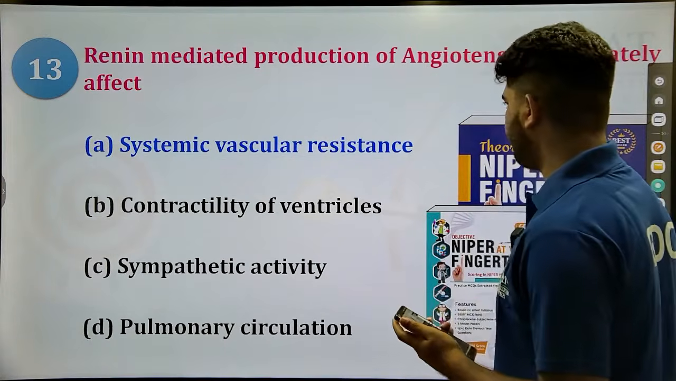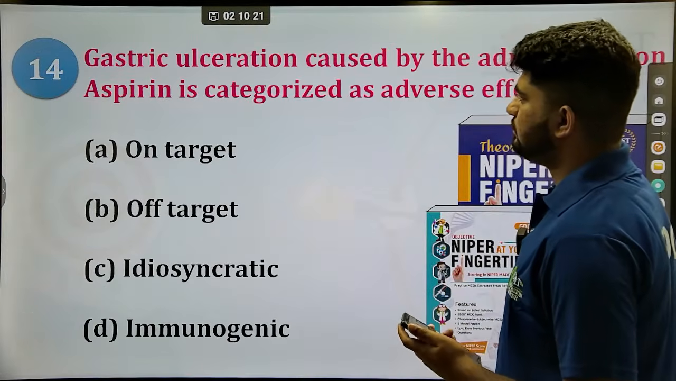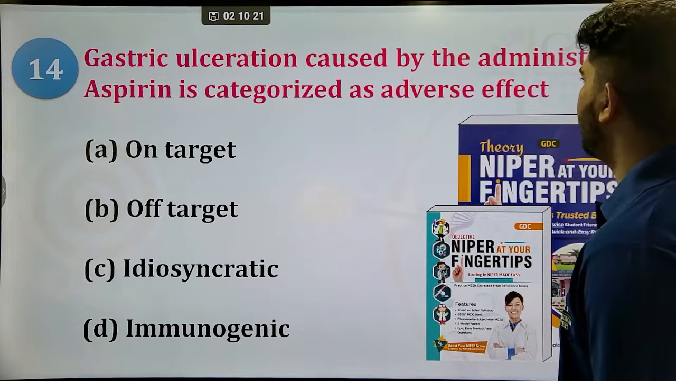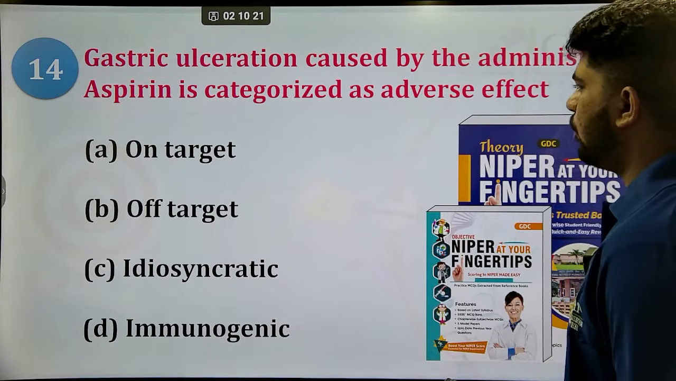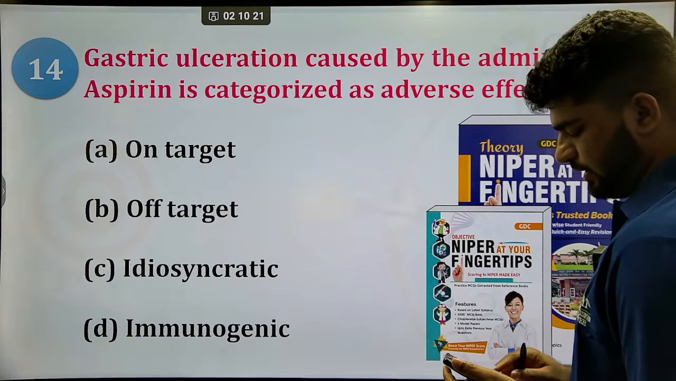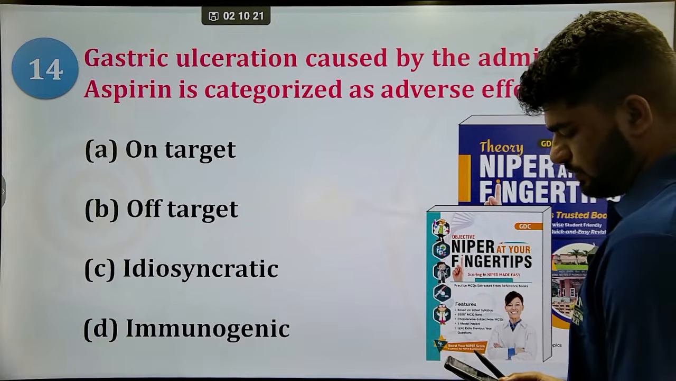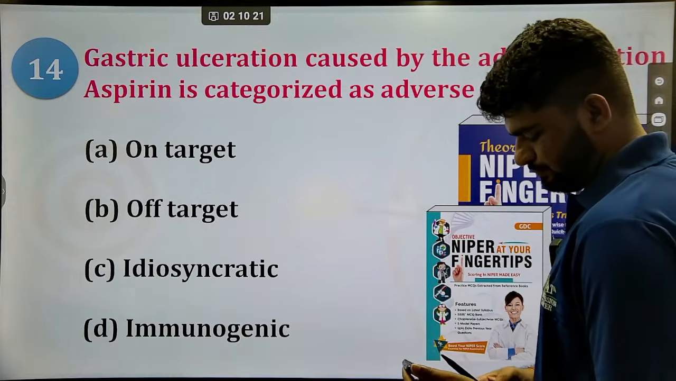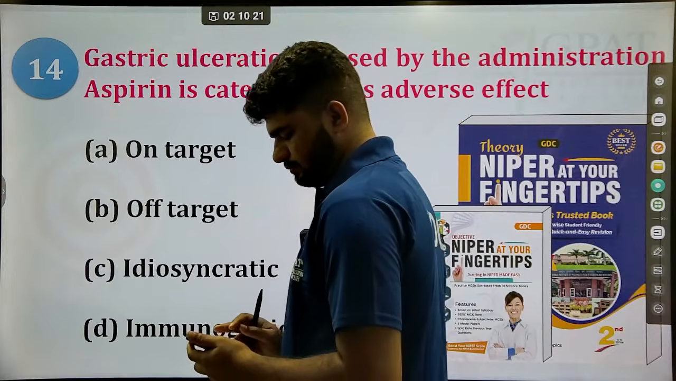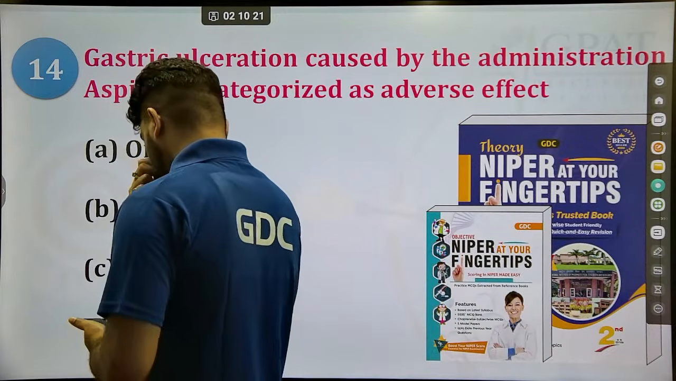Okay. Gastric ulceration caused by the administration of aspirin is categorized as an adverse effect of what? On target, off target, idiosyncratic, or immunogenic? Anyone over here, guys? Yeah? Anyone? Who can answer this one?